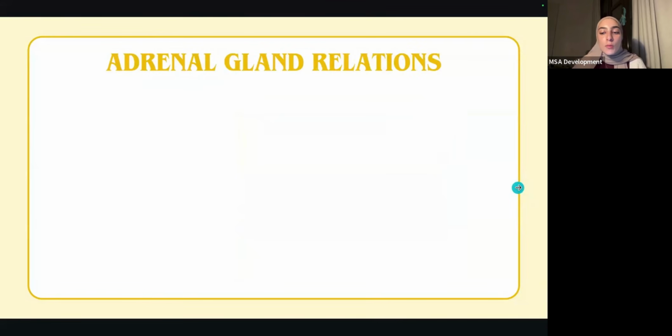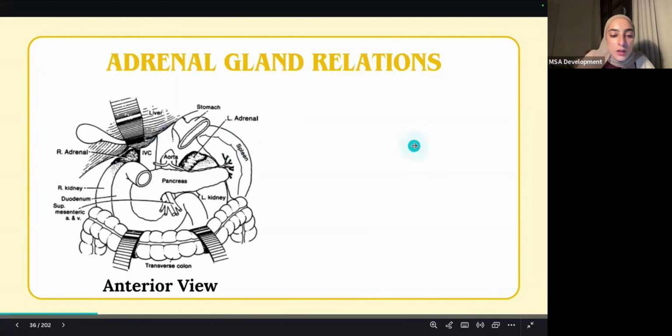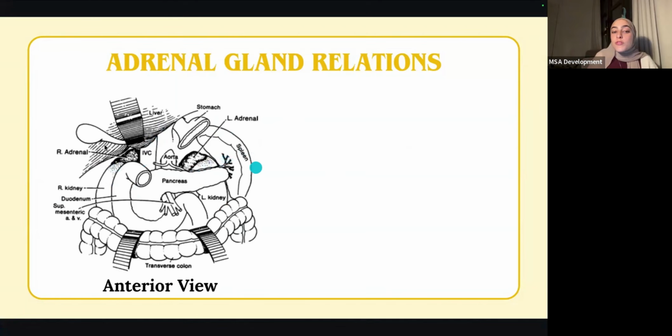For the relations, this is very important, very high yield. As you know, the adrenal glands are retroperitoneal organs, in the posterior abdominal wall. But there are so many things on top of them that are related to the kidney, or more specifically to the adrenal gland. This is a picture that I got, the anterior view. We didn't remove any of the structures in your abdomen to see the kidneys. They're in the back because they're in the posterior abdominal wall. Here this is the left kidney, and on top of it is the left adrenal gland, and it's semilunar, kind of circular.